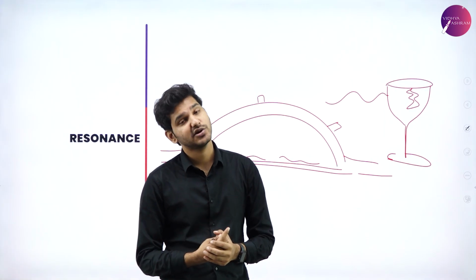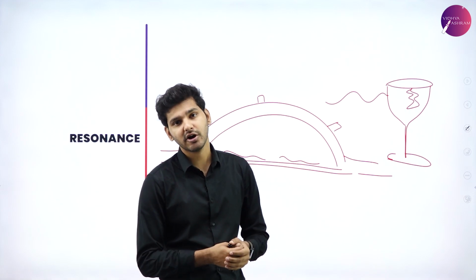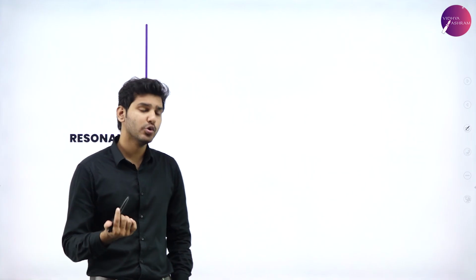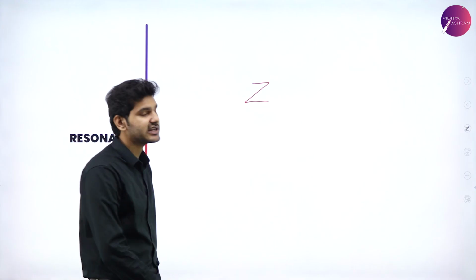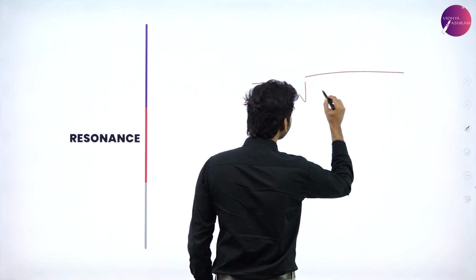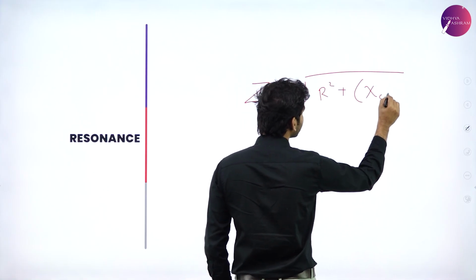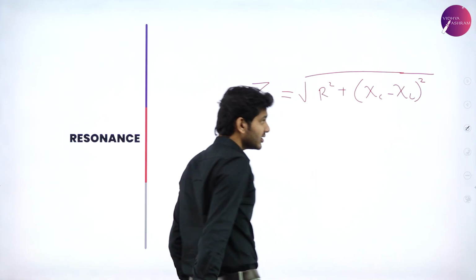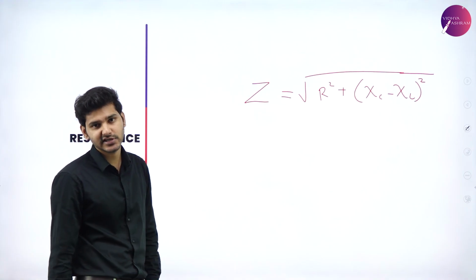Now we have to write an equation for that and find out what the resonant frequency of the series LCR circuit is. We know that impedance, that is the opposition offered in a series LCR circuit, is given by the equation Z is equal to root of R square plus (XC minus XL) whole square, right? So this will give the impedance or opposition offered in a series LCR circuit.